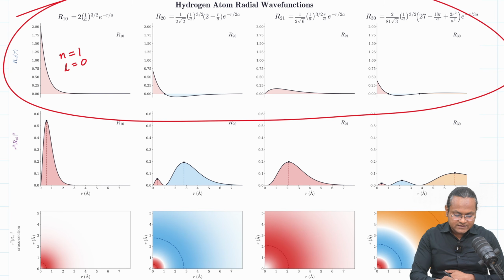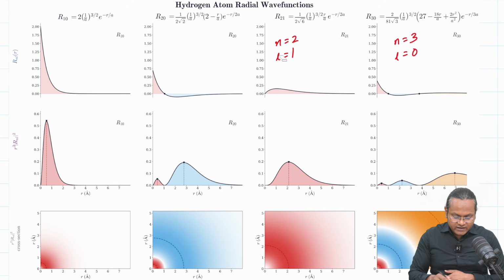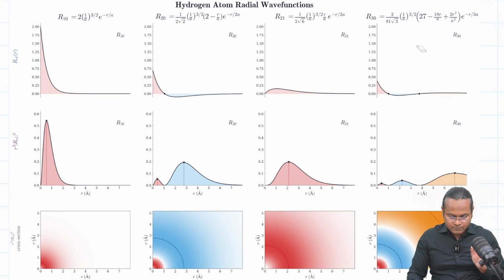The second: n is equal to 2, L is equal to 0. Third here, n is equal to 2, L is equal to 1. And then n is equal to 3, L is equal to 0, etc. These are the plots that I have made for you. And if you notice, with increasing value of n, you end up getting a certain oscillatory behavior.